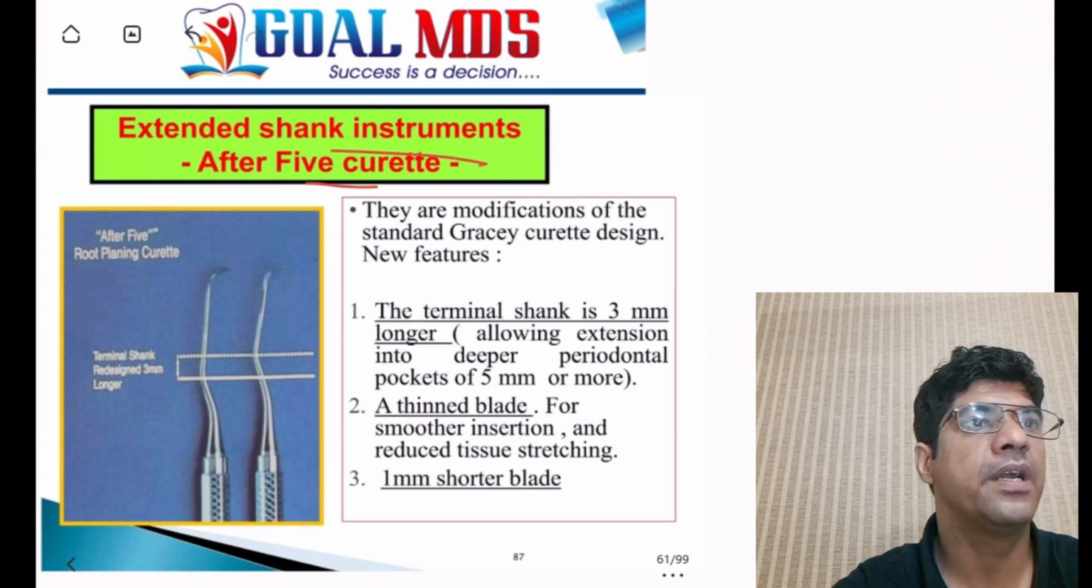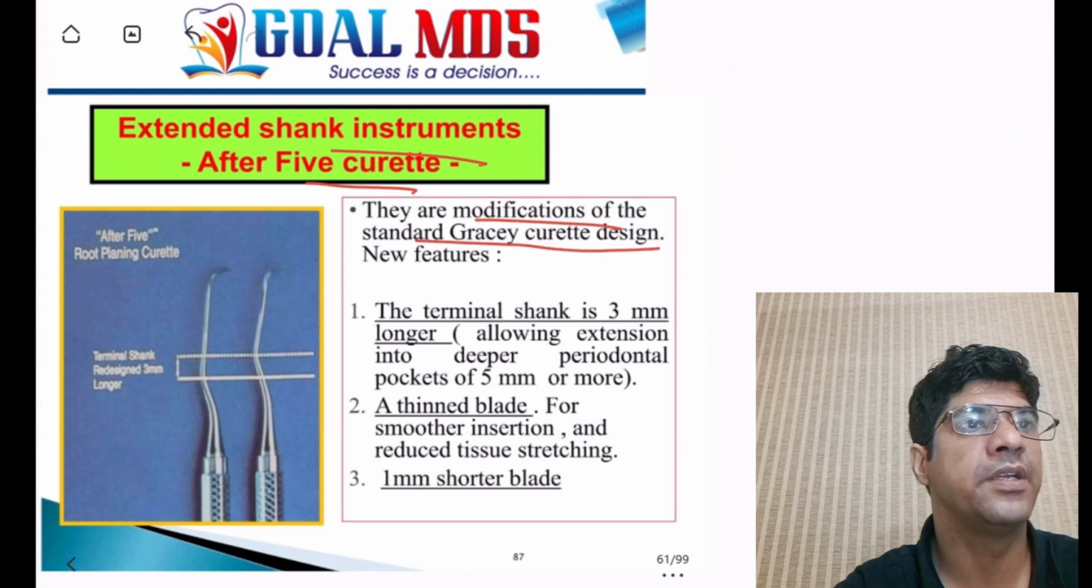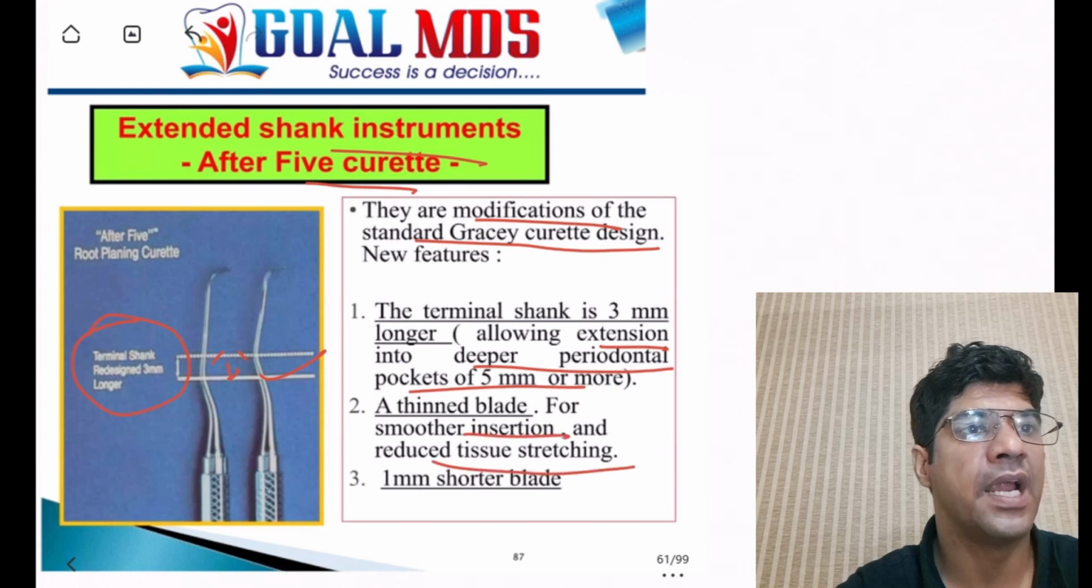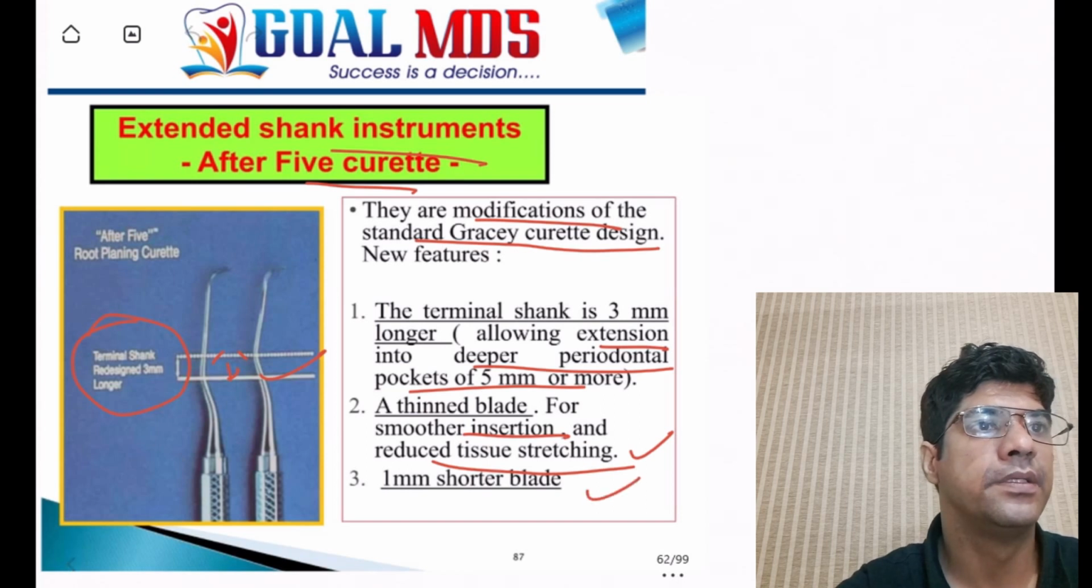Extended shank instrument: After Five curette. These are modifications of the standard Gracie curette design. Here the terminal shank is 3 mm longer, allowing extension into a deep periodontal pocket of 5 mm or more. It has a thinner blade for smoother insertion and reduced stretching, and a 1 mm shorter blade.